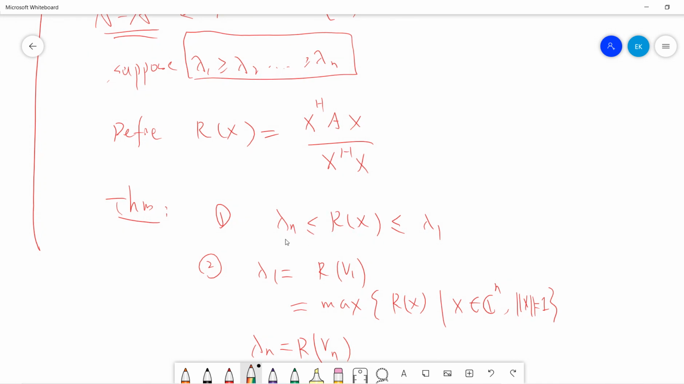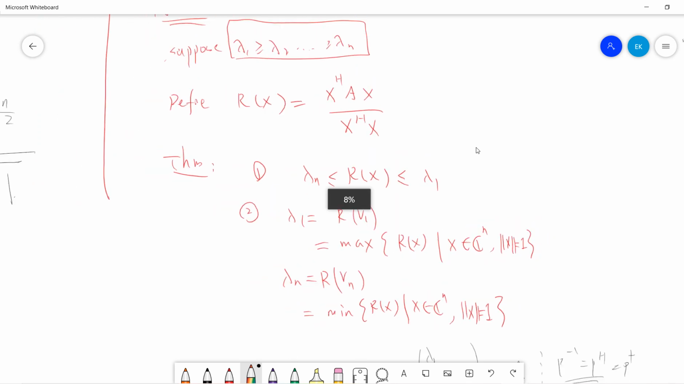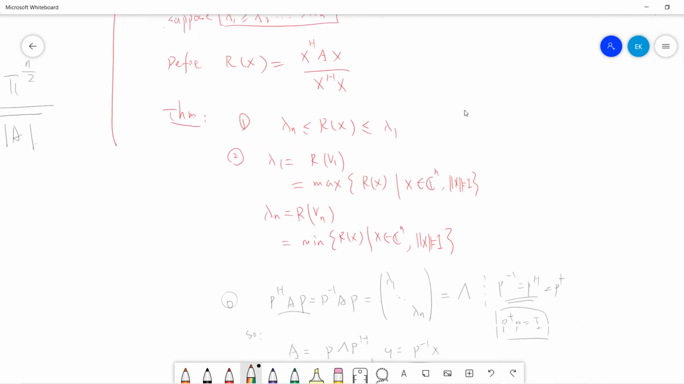The theorem says that the maximum of R of x is lambda 1, and the lower bound is lambda n. Lambda 1 can be achieved, so it can also be defined to be the maximum of R of x. This fact tells you that there exists x such that lambda 1 can be achieved, and there exists some vector for which lambda n can be achieved. Basically, R of x is bounded above by lambda 1 and below by lambda n. Trivially, okay, so let's see the proof.